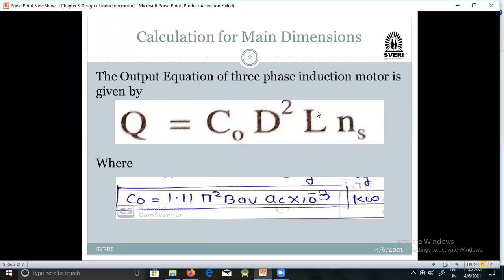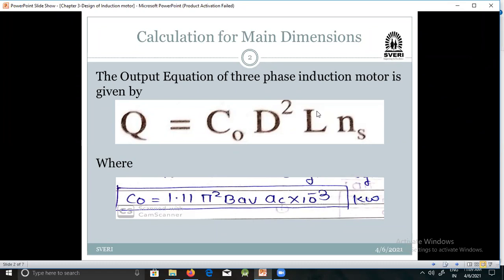We have derived the equation related to the output equation of the three-phase induction motor, which is given by Q is equal to C0 d square L ns, where Q is nothing but the output of that induction motor in kVA. Okay, you can fit it in your mind that whatever this Q is there, or many of the time they are using S also. Okay, so what is that? Q is nothing but the output which is in kVA.